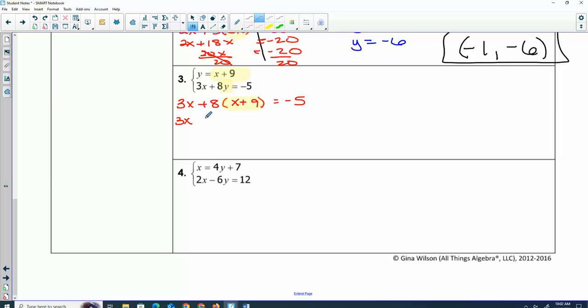So if we distribute, we get 3x plus 8x plus 72 equals -5. Again, if you are struggling, draw that vertical line down. The 3x and the 8x are on the same side, so I don't have to subtract them. You only subtract if you're moving across the equal sign. So we just add those. So that's 11x plus 72 equals -5.